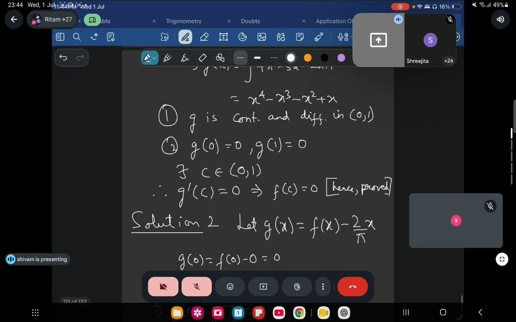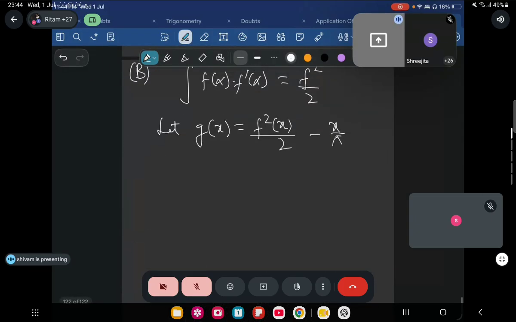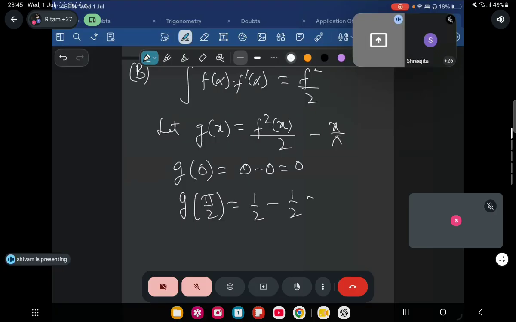Minus x by pi. So over here, let us see whether Rolle's theorem is verified or not. What is g of 0? g of 0 is equal to f square 0 by 2, so this is 0 minus 0, which is 0 only. What is g of pi by 2? g of pi by 2 will be equal to half minus pi by 2 by pi. So half minus half, this is also equal to 0.